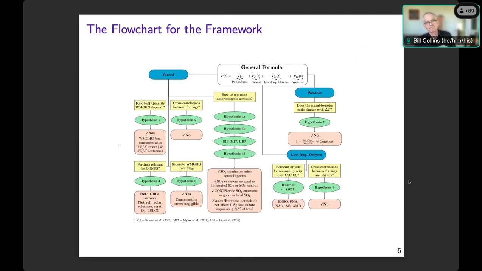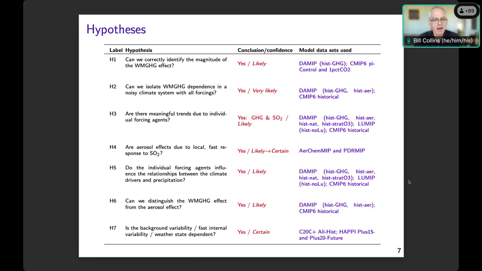So I do want to dwell on this slide for a minute. What we did, so the hypotheses are shown in black in the left-hand column, the level of confidence and an evidentiary basis is shown in red in the middle. And these confidence statements use the same level of confidence used by the Sixth Assessment, in fact, all IPCC assessments. And then the data sets used to make those statements are shown in purple on the right-hand column. So what we did was we asked, can we correctly identify the magnitude of the greenhouse gas effect? And the answer is yes, that's good. Can we separate it from a situation where greenhouse gases are mixed in with a lot of other forcing agents? The answer is yes.